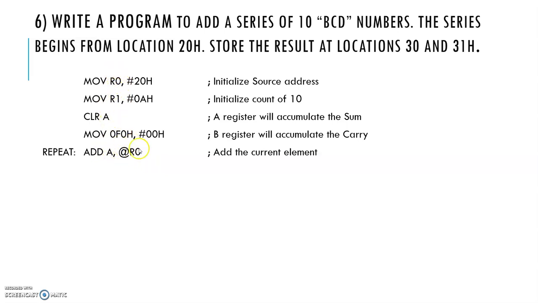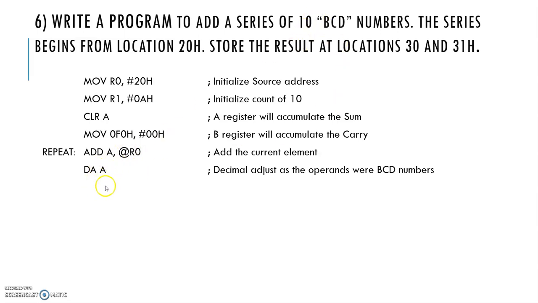And next we need to add the content of the location pointed to by the register R0 to the accumulator. Here we use indirect addressing mode. So R0 contains a value that is pointing to that memory location. So this is the memory location, not the value. R0 is used as a pointer, so it points to the memory location 20 hex, and the content of 20 hex and the A register are added, and the sum will be placed in the accumulator register.